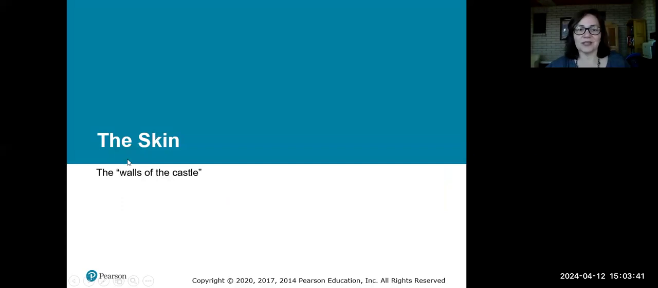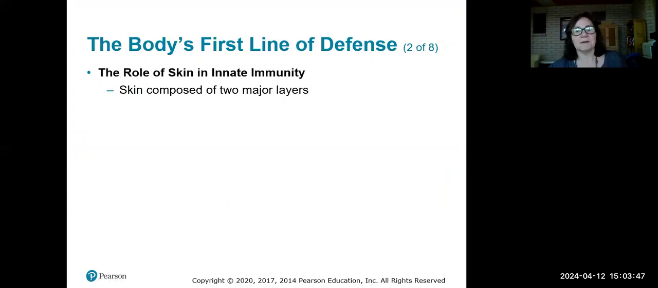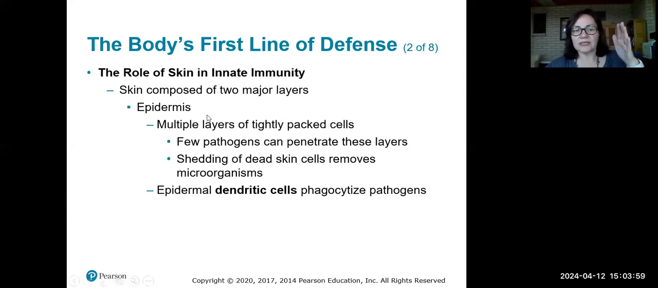So let's start with the first line of defense, the skin. This is the so-called walls of the castle. The skin is composed of two layers. Remember, this is an epithelial membrane, so it has a layer of epithelial cells and then a dermis, a layer of connective tissue. We have the epidermis on the outside. We have multiple layers of tightly packed cells. There's no space in between these cells, so it's hard for pathogens to get through.